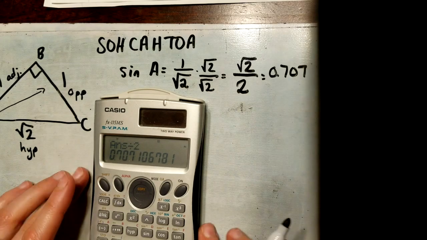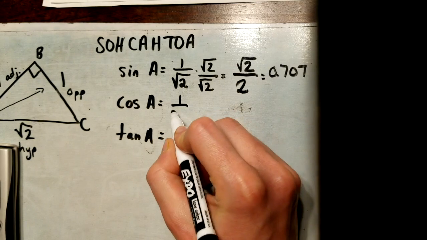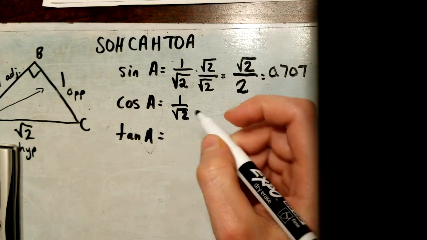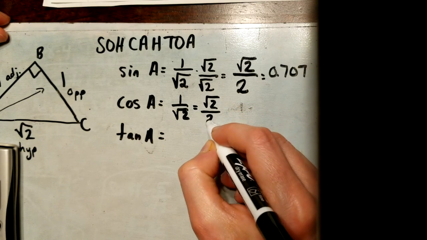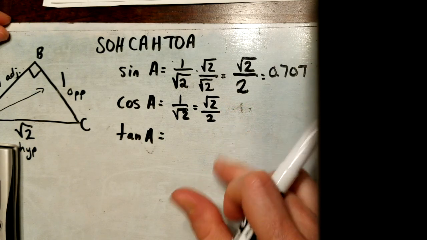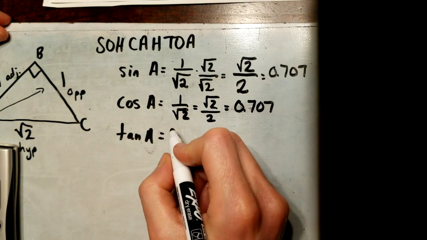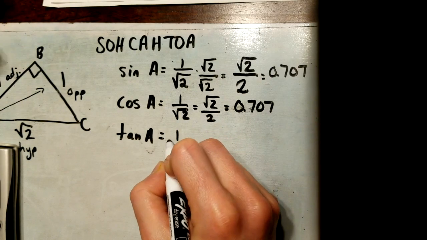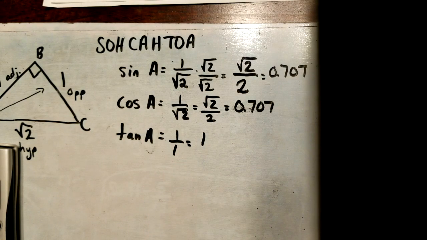Okay. And then cosine would also be 1 over square root of 2. So I'm just going to skip to the fact that that's actually equal to square root of 2 over 2, which equals 0.707. Tangent, it's just 1.